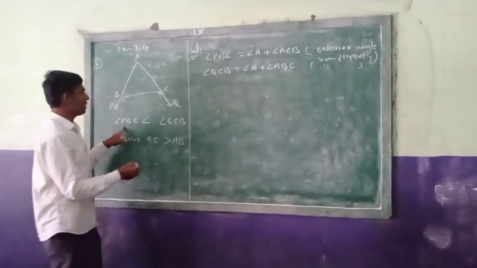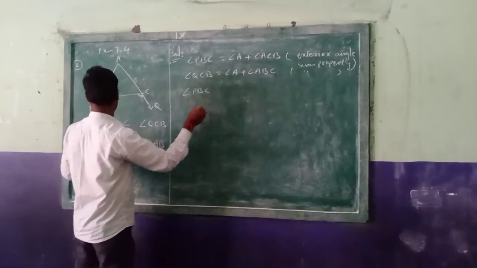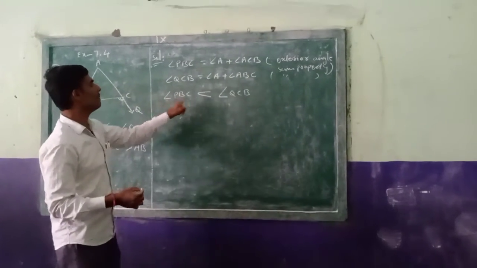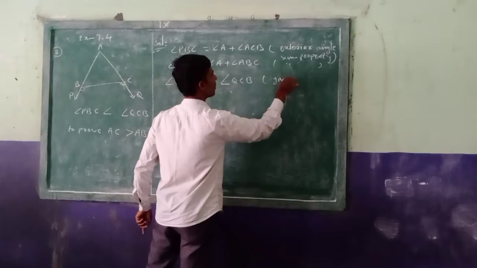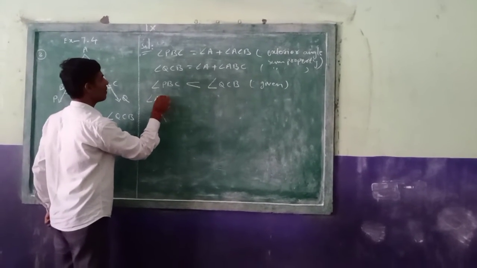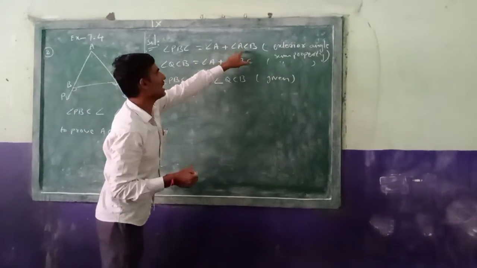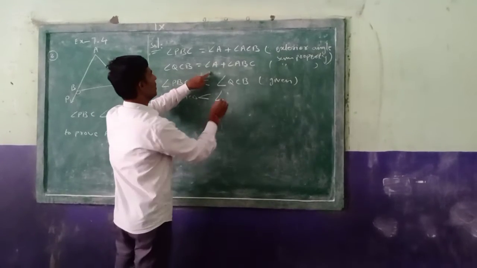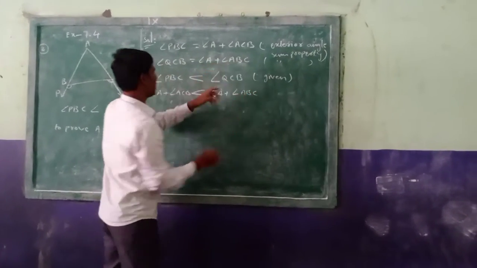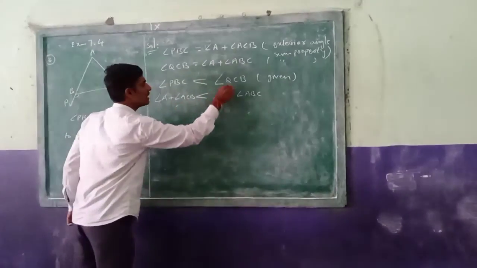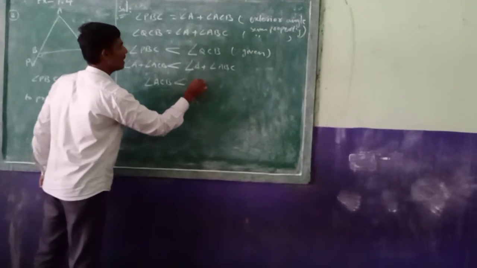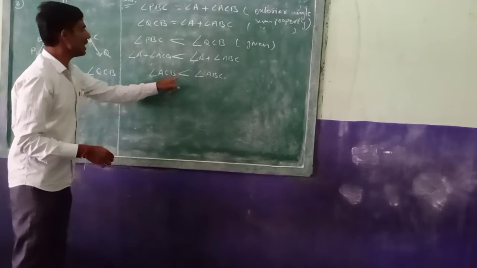What they have given: angle PBC is less than angle QCB. Given this one. Now angle PBC means angle A plus angle ACB, which is less than angle QCB, which means angle A plus angle ABC. I substituted. Now here, this A and this A, both we can cancel. So angle ACB is less than angle ABC.